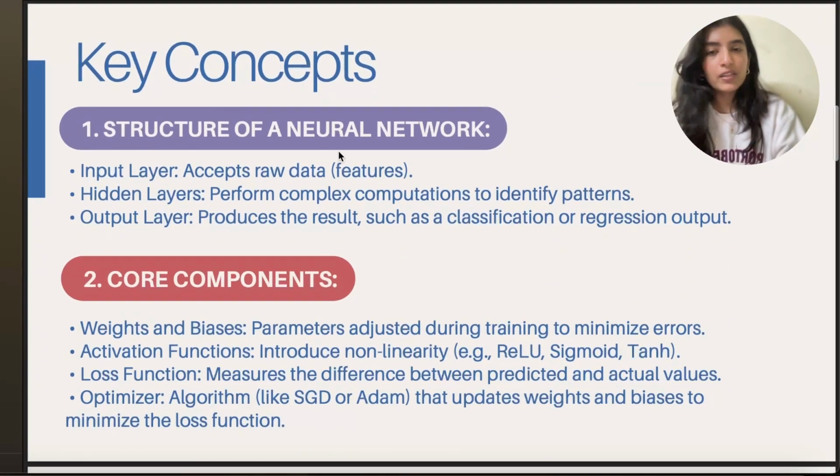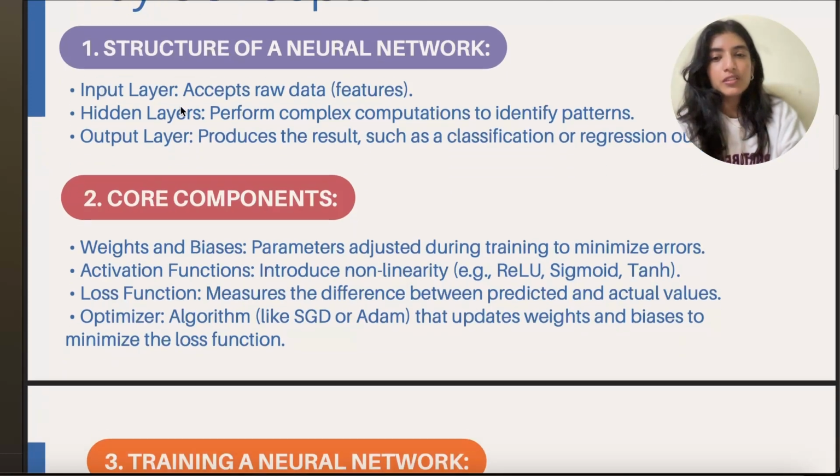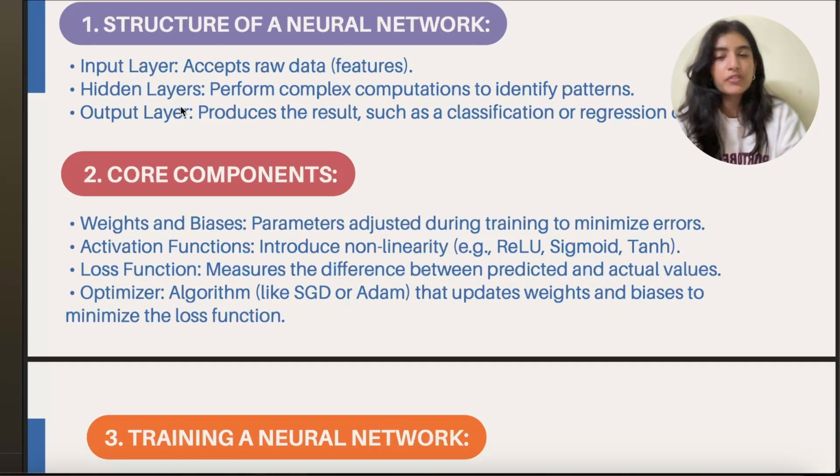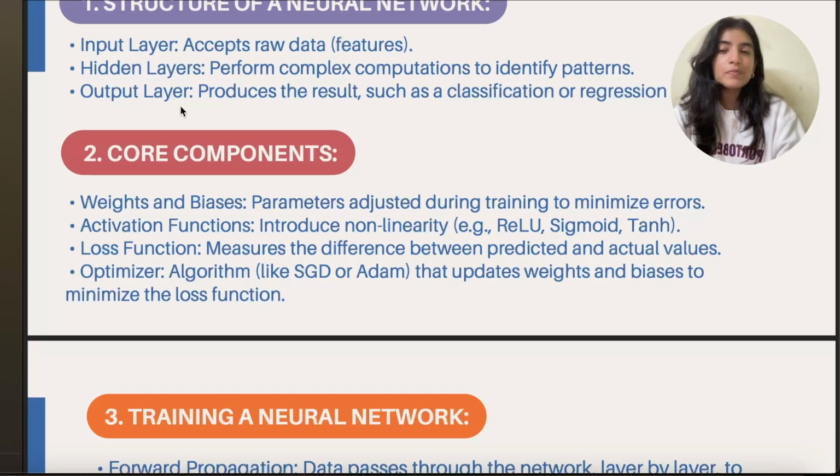Here we have the key concepts of neural networks. First is the structure of a neural network. We first have the input layer, then the hidden layers, then the output layer. The input layer accepts raw input data. For example, an image in the MNIST dataset is represented as a grid of 28 by 28 pixels.